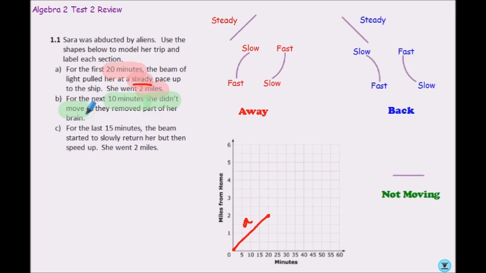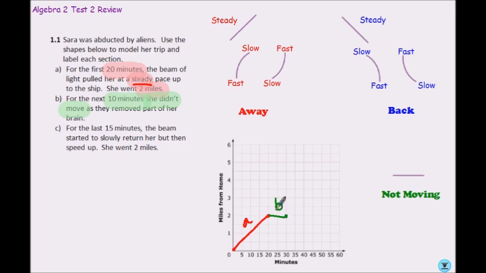We're assuming that the UFO or the alien spacecraft is staying in the same position. So she's not any closer to home, but she's not any further away from home. So her distance from home is staying unchanged. They operated on her for 10 minutes, so from 20 to 30. Oop, too far. 20 to 30. Let me fix that. And she, again, as we said, her distance did not change. So that section right there would just be a horizontal line.